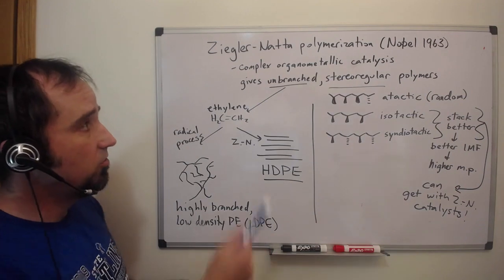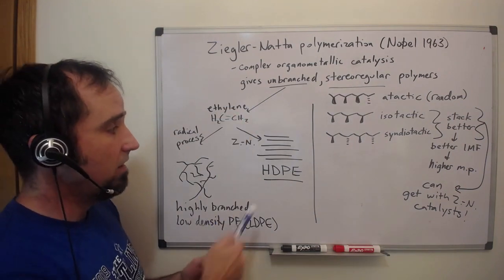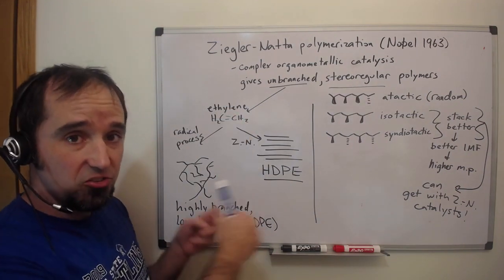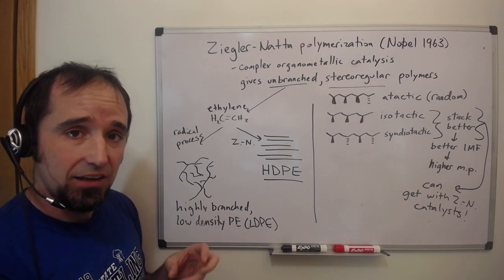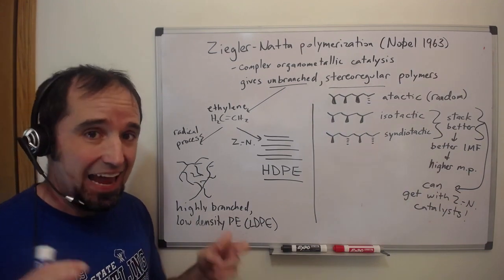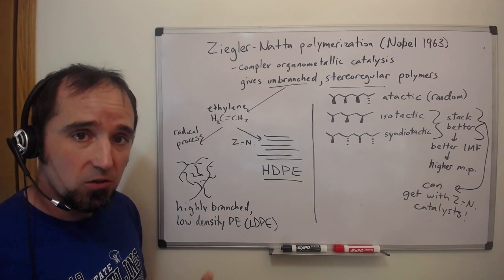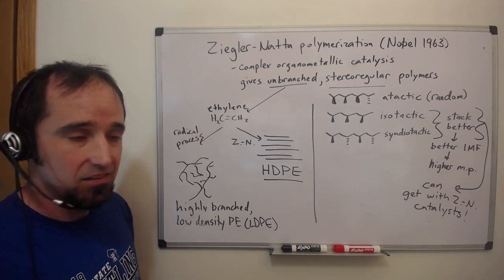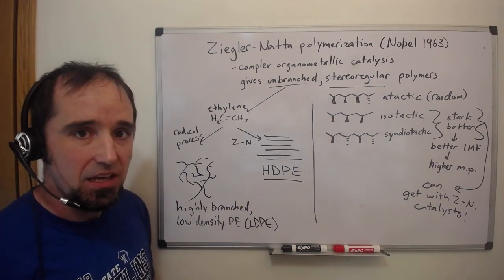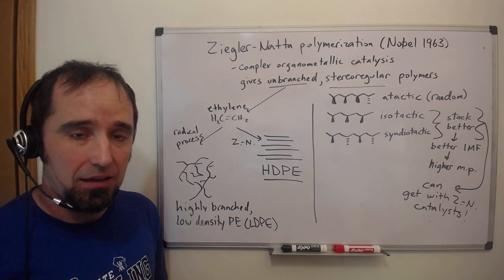But if I use this polymerization method, I'm going to get long, straight, unbranched chains that are going to kind of be like the stack of logs that we talked about earlier on. So a more crystalline polymer, higher density. So when you see HDPE, that's high density polyethylene.